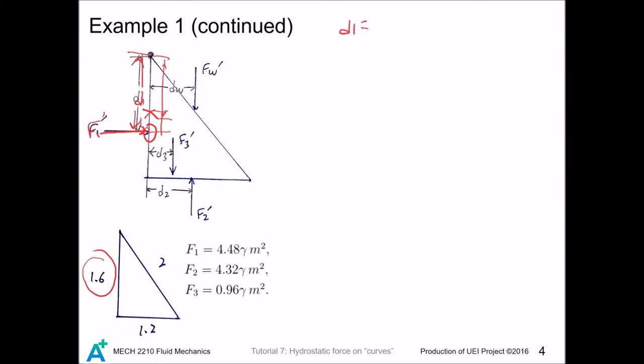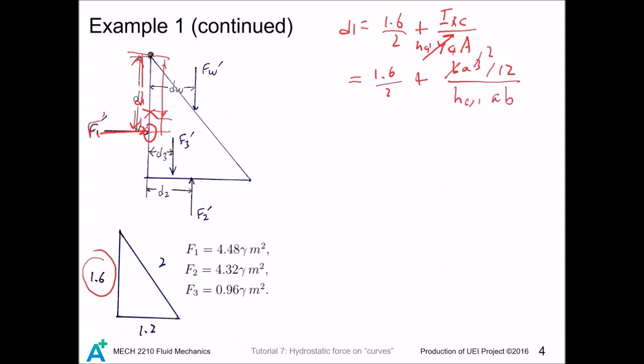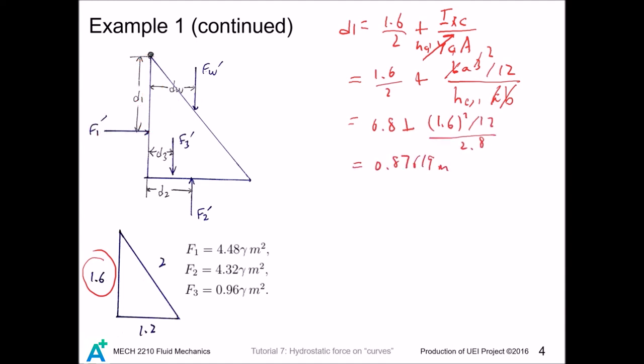So D1 equals the distance between the centroid and the hinge, and that is 1.6 divided by 2, plus how much the pressure center is below the centroid, and that is IXC divided by YC times A. And this is just HC, and we expand it, and we cancel this out, and we plug in the values. And then we go on and calculate D2, D3, and dW.